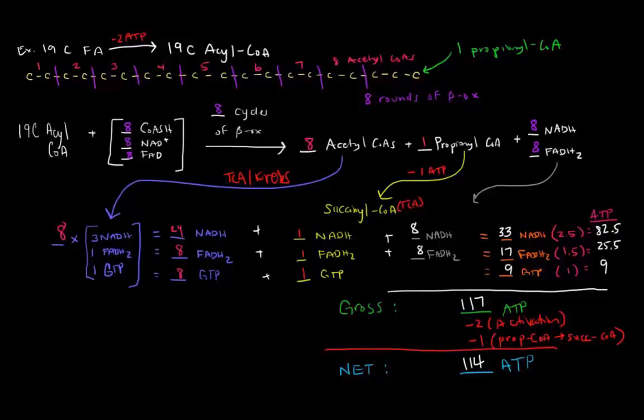If I had asked you for a 19-carbon acyl-CoA instead, the net would have been how much? Well, it would have been 116 ATP, right? Because we wouldn't have to subtract the 2 ATP for activation, but we would still have to convert that last product, that 3-carbon molecule, propionyl-CoA, into succinyl-CoA. That would still have to happen. So we'd still have to subtract 1 ATP to net 116 ATP. But in any case, I hope that was helpful, and thank you for watching.